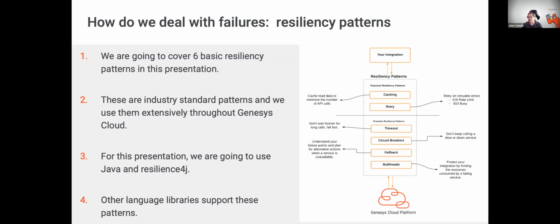The proactive patterns are ones where you run into an issue and you don't know if you're going to be able to recover from it quickly. The vendor or the service that you're talking to is not giving you an indication via an error code that this is a retriable error. So we're going to walk through all 6 of these patterns. Like I said, it's going to be in Java and Spring Boot and Resilience4J. We're going to look at some of their different implementations. And at the very end, if you're not a Java shop, I'll list out some of the other frameworks that you can use in other languages to implement some of these features.